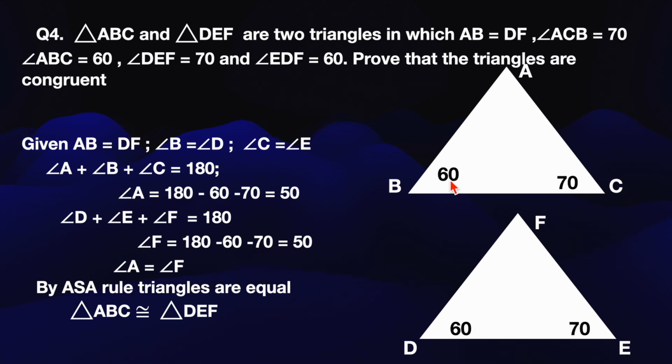Now let us find the third angle. The value of the third angle will be 180 minus 60 minus 70. That is 50 degrees here. Here also the angle will be 50 degrees, 180 minus 60 minus 70. So these two angles are also equal. So what rule are you going to apply? Angle, side, angle. ASA rule. These two triangles are congruent.